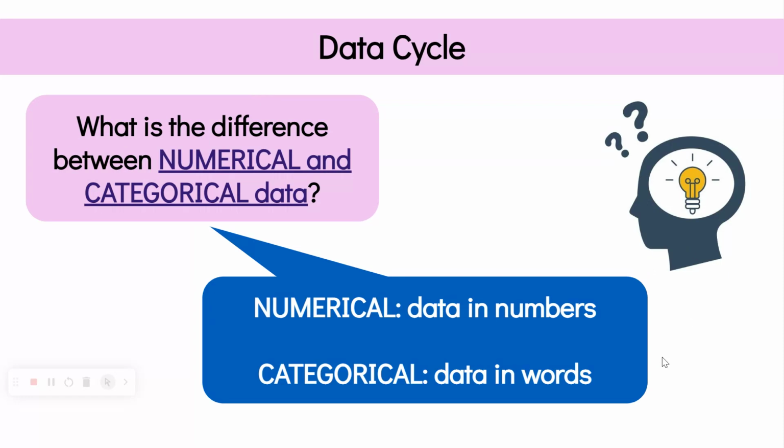Categorical is data in the form of words. So what is your favorite color? What is your favorite type of music? What are your pets' names?